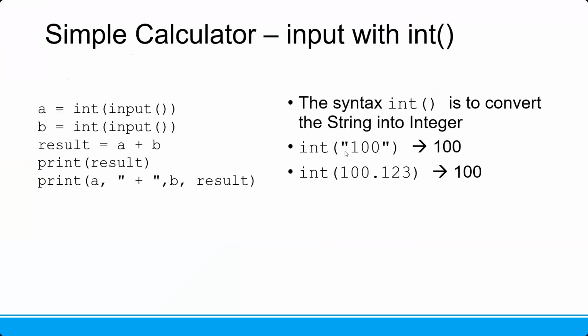It will be different if you input with int or float. Okay. If you have the int in front of this input, then it will change any value that you input into integer. So if you still remember, int of "100", which is a string, equals 100 as the number. int of 100.123 will be 100 as the number.